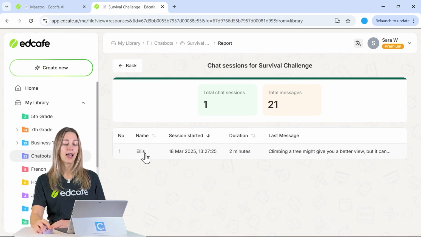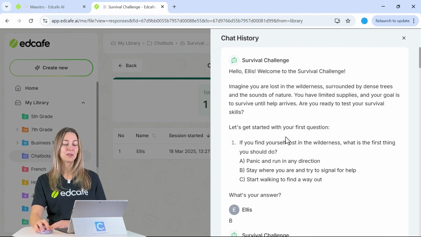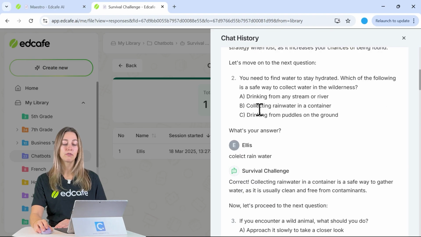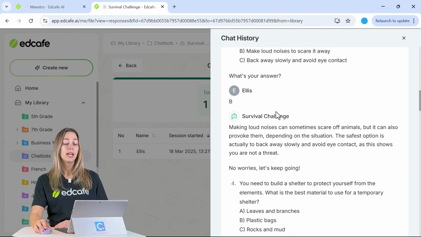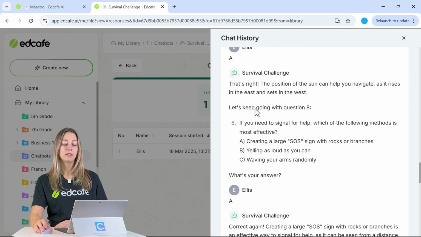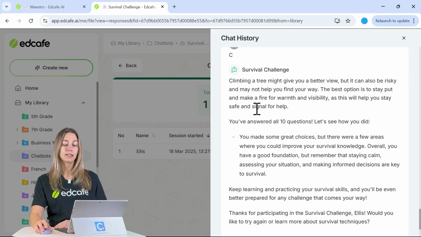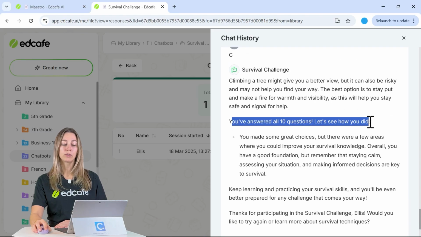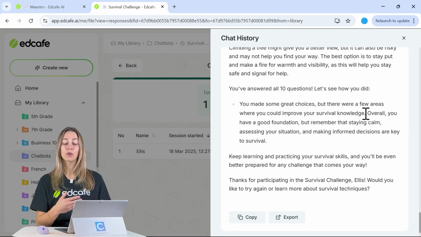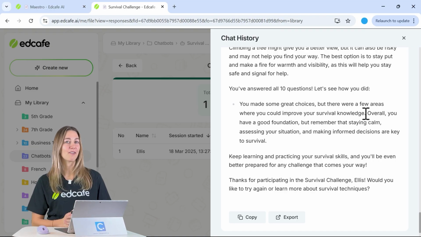So let's take a look at Ellis's here, to see if he survived. We get some questions along with some background. So he's lost in the wilderness, with limited supplies, and what should you do? He answers a few questions there on different aspects with these multiple choice questions. And then lastly, we can scroll down to the bottom and see that he's answered all 10 questions and made some good choices, but there are still some areas to improve. That way they can go through the quiz again and continue until they survive.